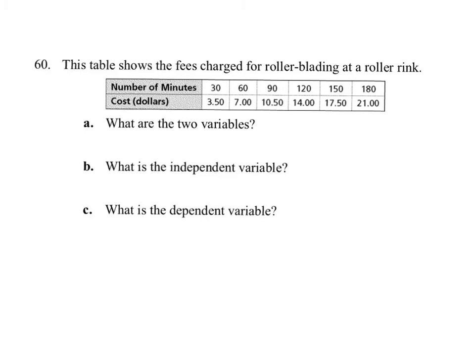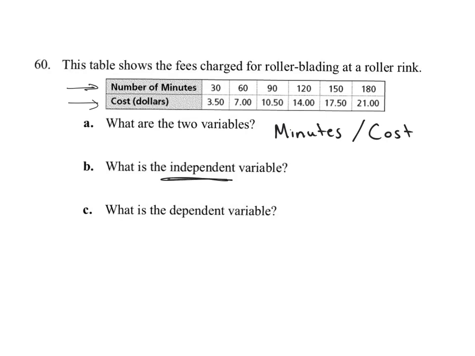Question 60, we are talking about rollerblading, and the first question is, what are the two variables? So the variables are the things that are changing in the story. If you look in the table, you can see that the minutes and the cost are changing. So your two variables are minutes and cost.